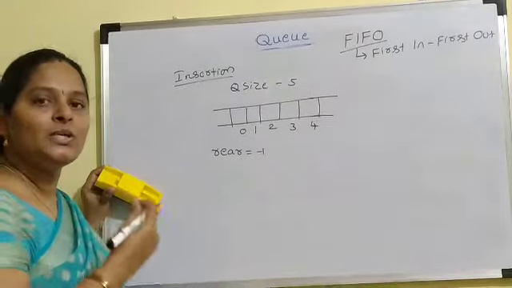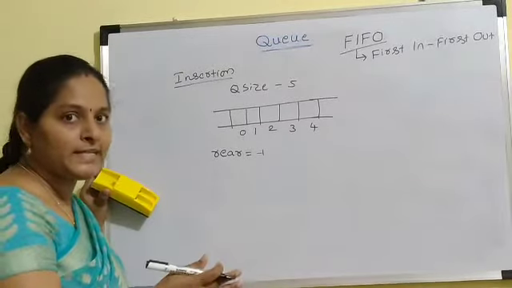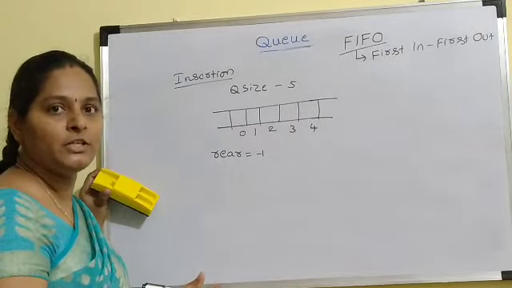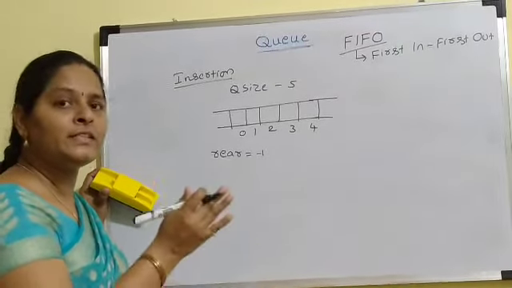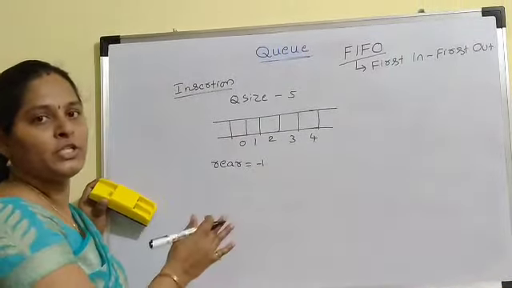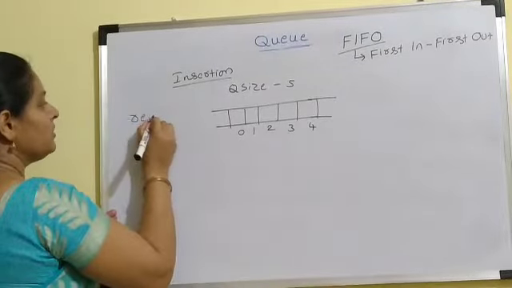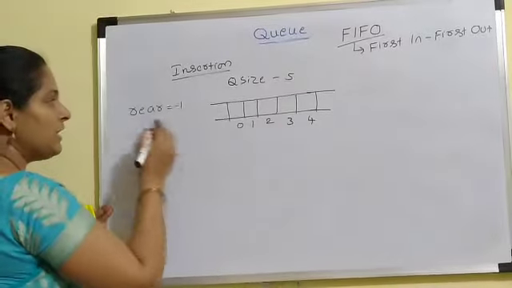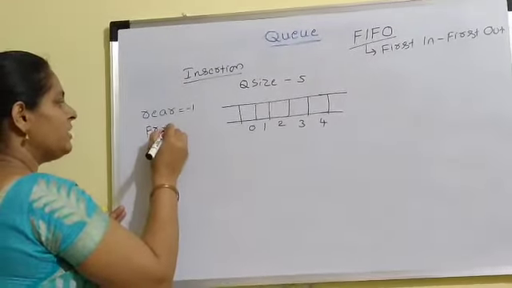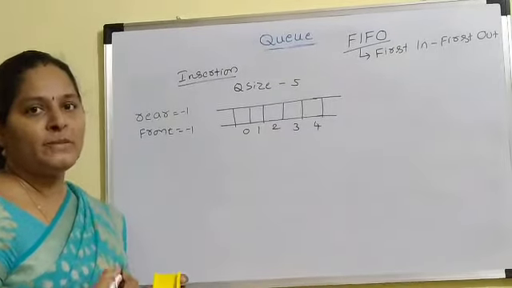If you want to insert an element into the queue, the insertion will be done from the rear side. First increment the rear pointer by 1, then wherever the rear pointer is pointing, at that position you can perform the insertion. Let us see that. Initially there are no elements in the queue, so the rear value is -1. And since there are no elements, of course the front value will also be -1.